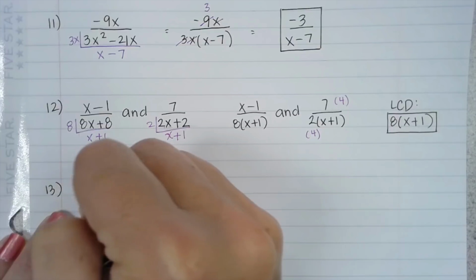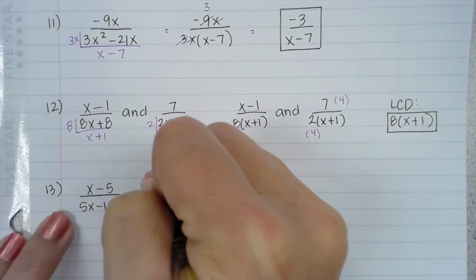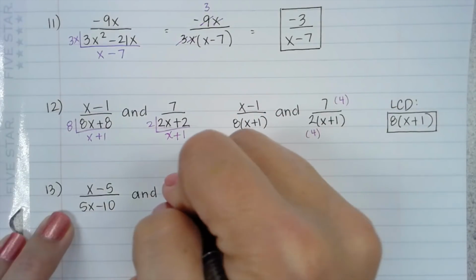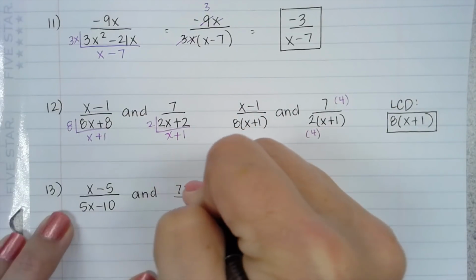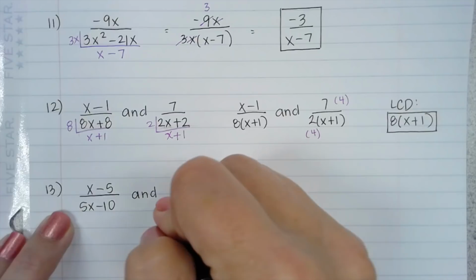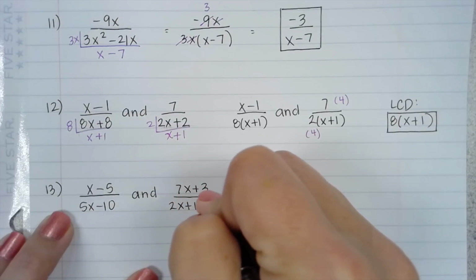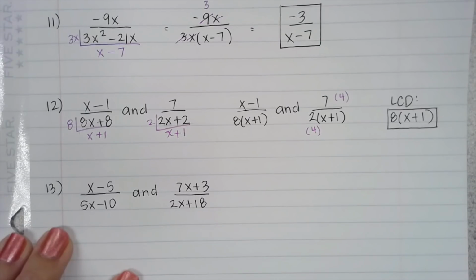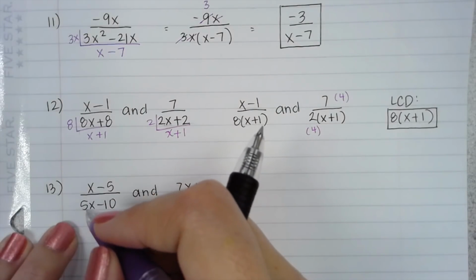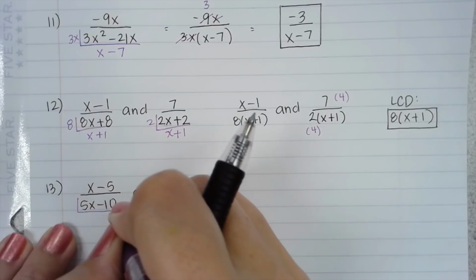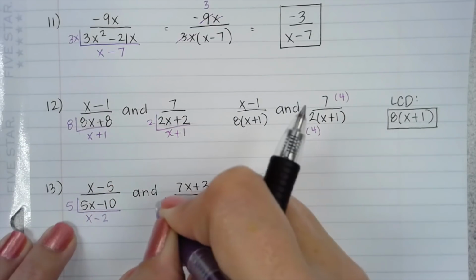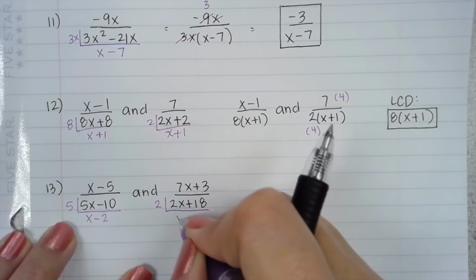All right, for 13. Here's how the problem starts. So x minus 5 over 5x minus 10. And then for my next one, it's 7x plus 3 over 2x plus 18. All right. So for this one, there's also a GCF in both of the denominators that I need to go ahead and pull out. So this one, I'm going to take out a 5. And then on this one, I need to take out a 2.